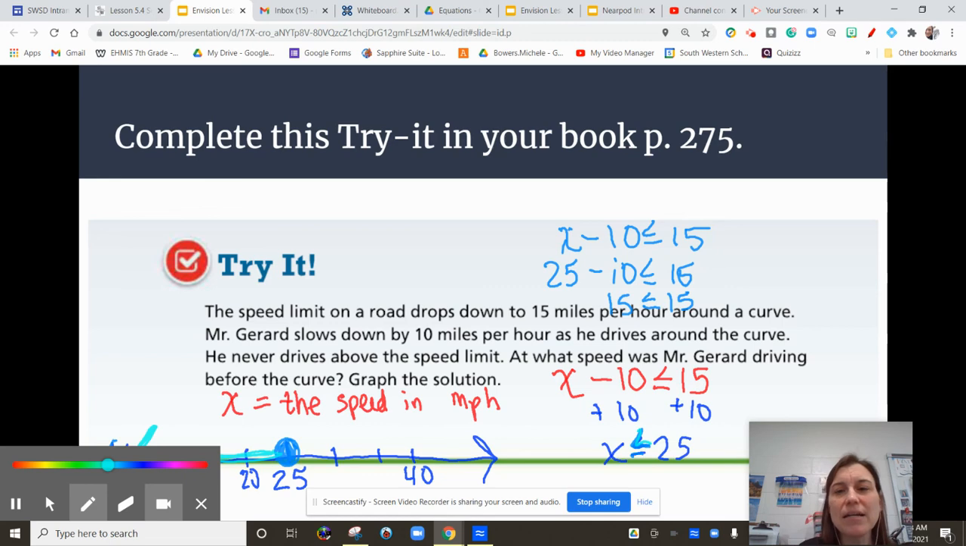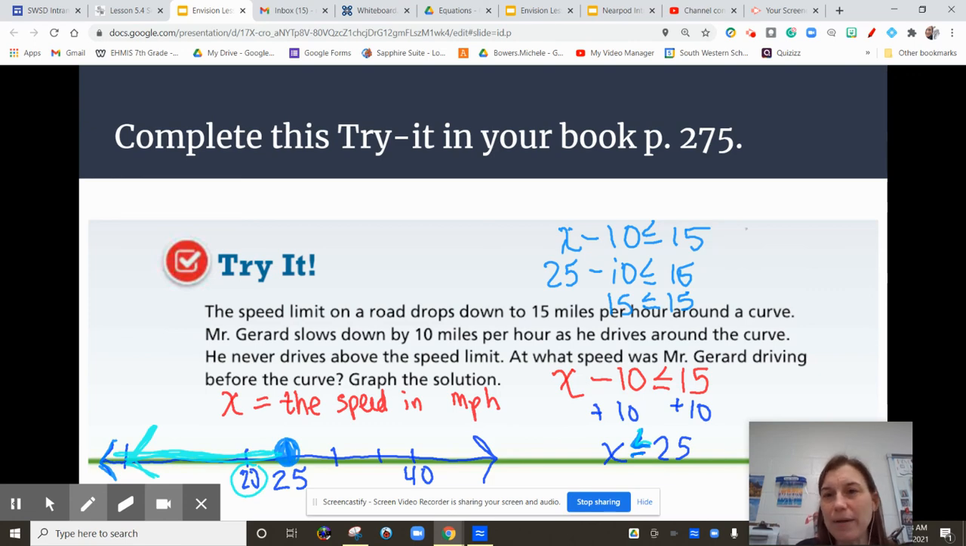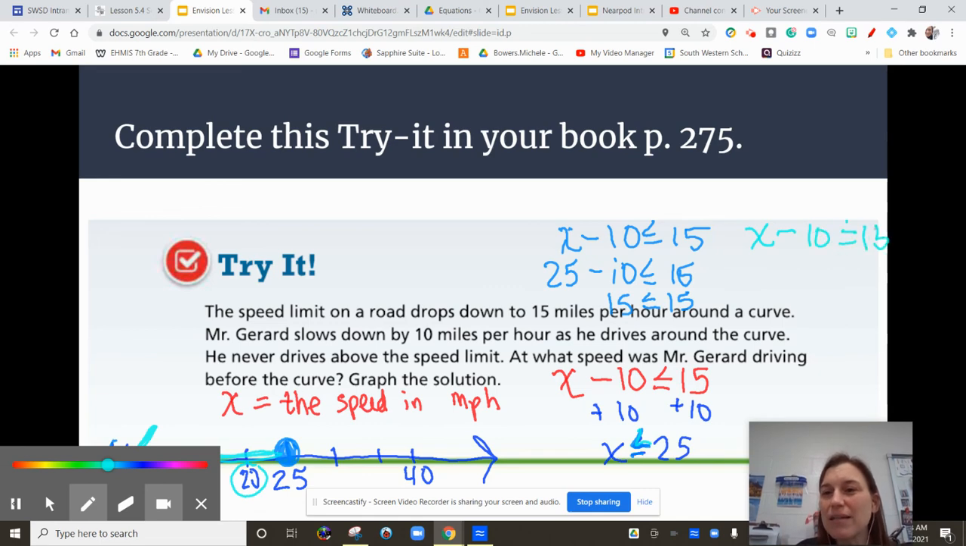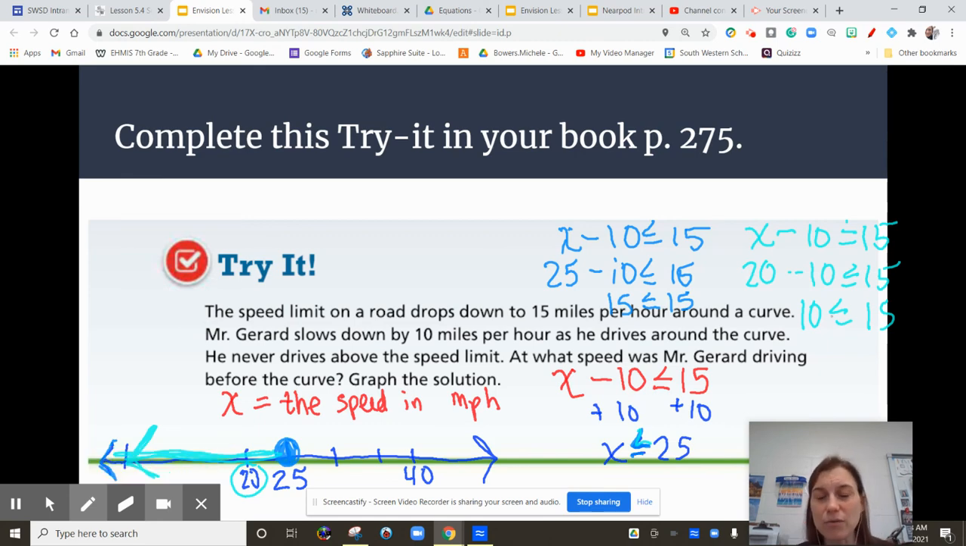Now, just to check, I'm going to choose a number like 20. And I'm going to try that in my inequality. x minus 10 is less than or equal to 15. So that's my inequality. Let me try 20. 20 minus 10, is that less than or equal to 15? 10 is less than 15. It's not equal to 15, but it's less than 15. And so yes, that's a solution. So I did graph the right way.